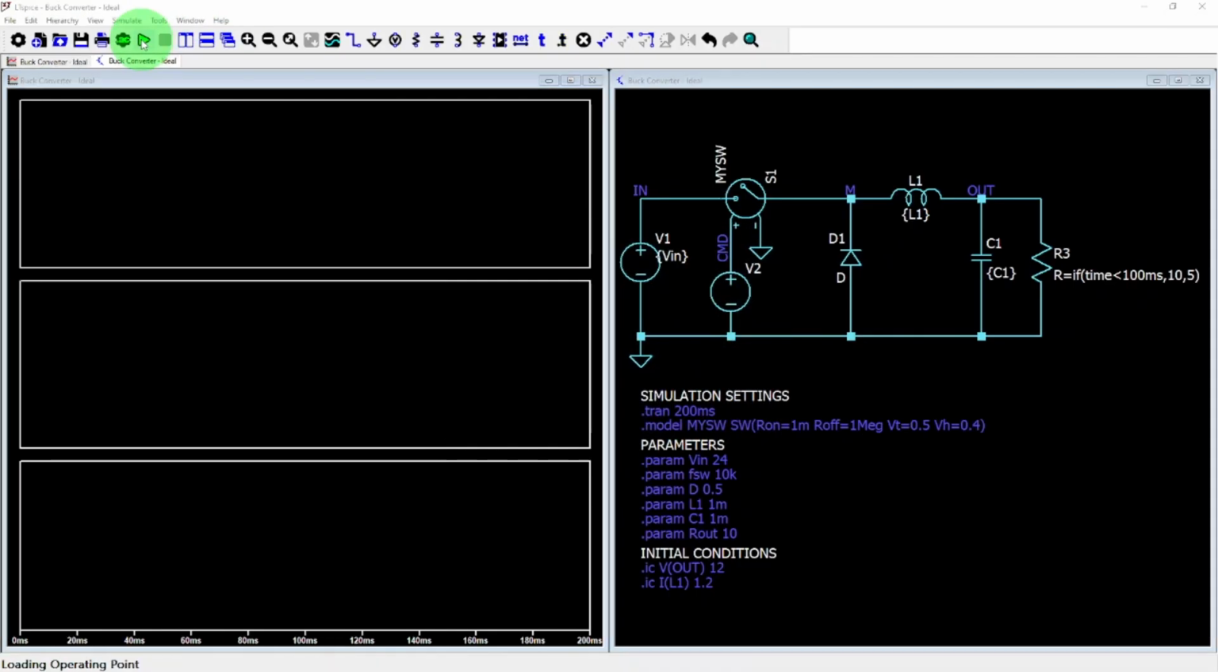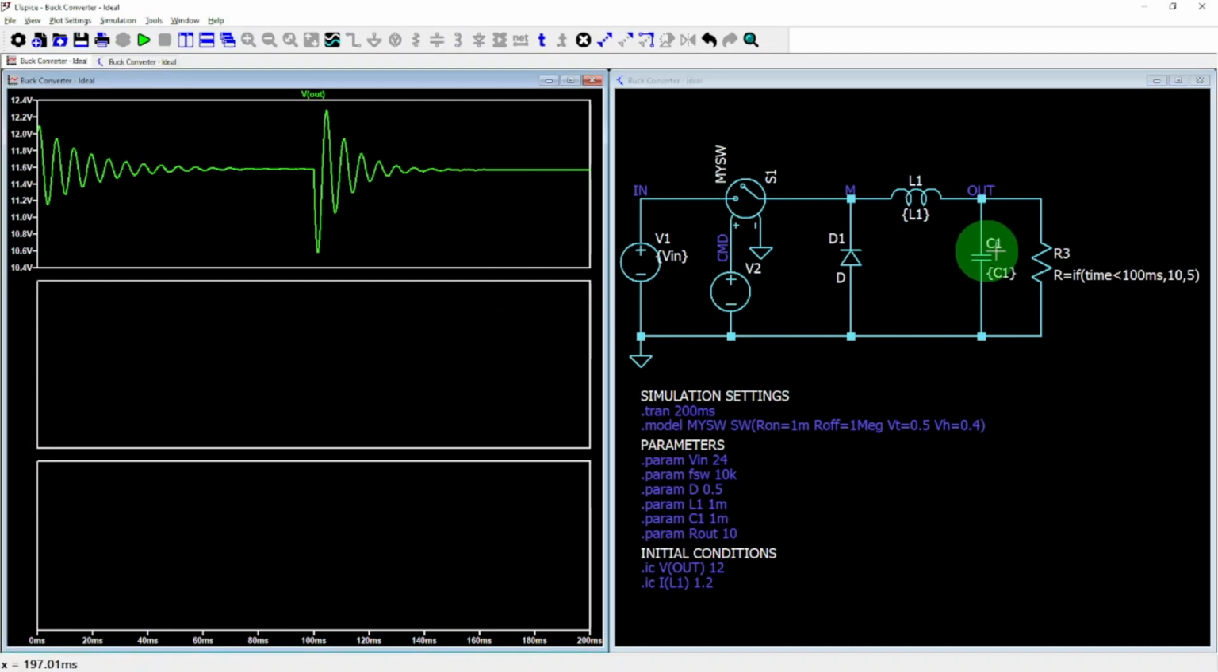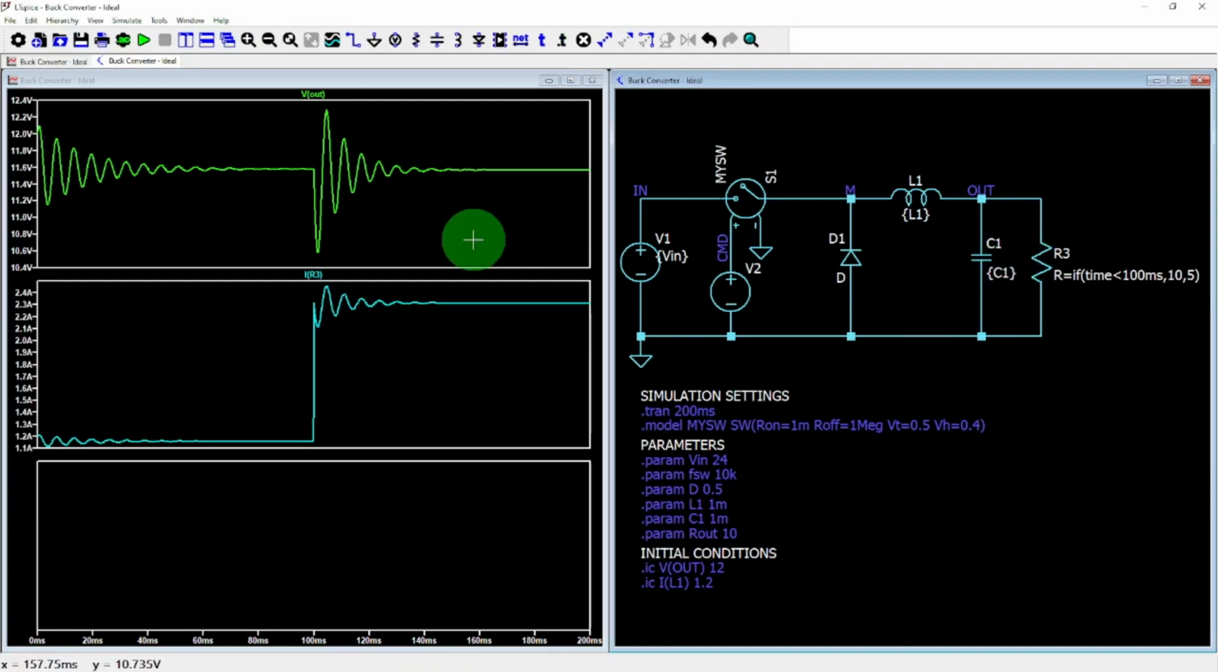Now, let's run a transient simulation for 200 milliseconds and observe the output voltage and output current. When the load increases, the output voltage dips briefly, then recovers with some oscillations. We've seen in a previous video that the oscillations are due to the resonance of the LC circuit, and the output voltage finally recovers from the dip.